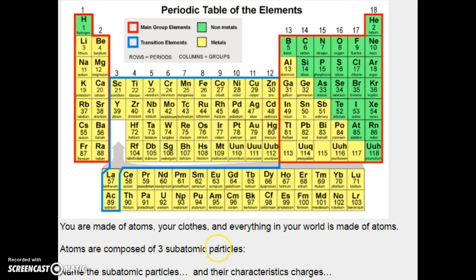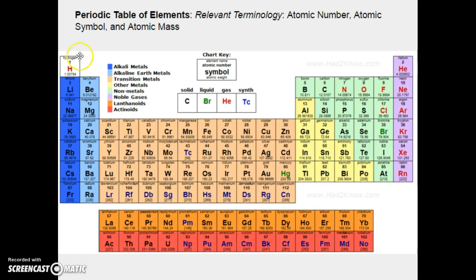Atoms are composed of three subatomic particles. What are these? Well, hopefully you know that they're made up of protons that have a positive charge. Subatomic particles and their charges: protons, positive charge; electrons, negative charge; and neutrons that have zero net charge. So we're going to look at the periodic table. We're going to use this as a reference. We'll get into this a little bit more.